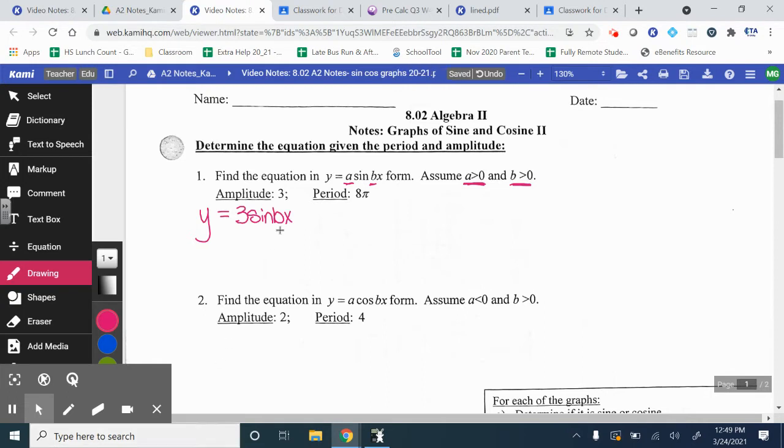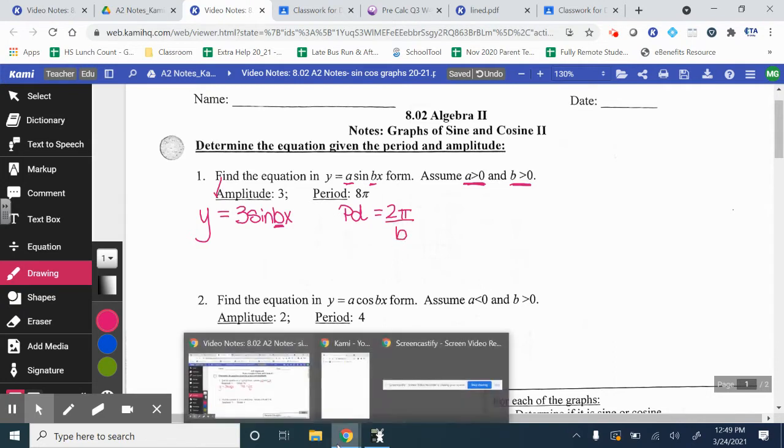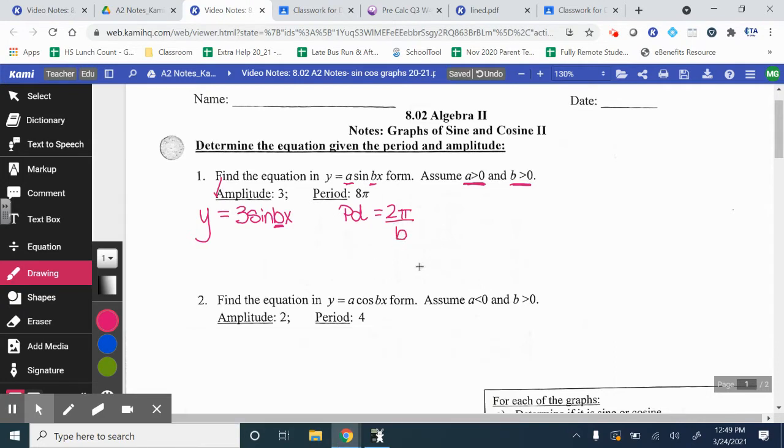So now I need to figure out what the b value is in order to find this equation. I've used my amplitude, and I've been given the period. I know that the formula for the period of a sine or cosine curve is equal to 2 pi over b. So I'm going to substitute in our period and solve for b, since the period formula has a b in it, and that's what I'm looking for. My period is 8 pi, so 8 pi equals 2 pi over b.